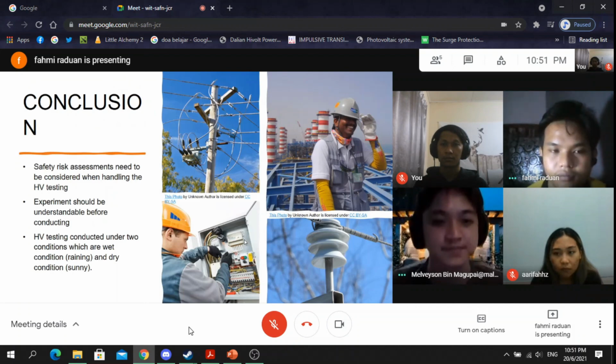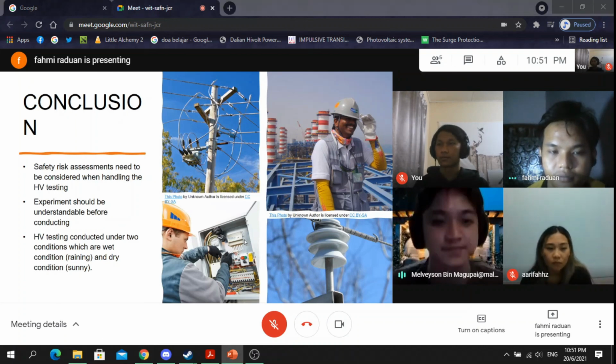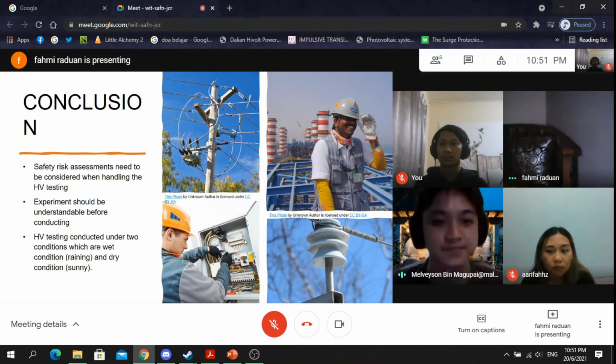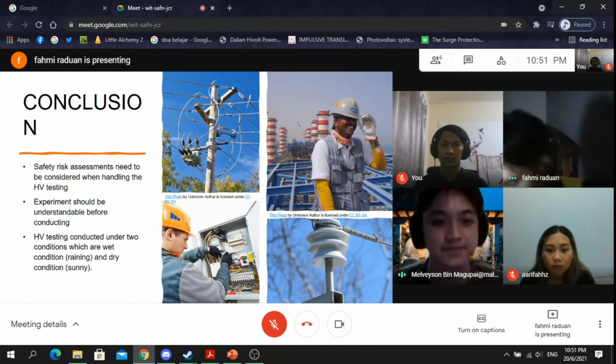In conclusion, the safety risk assessment needs to be considered when handling HV testing. There are many possible risks that might occur during the test, such as physical, electrical, chemical, as well as biological hazards. However, in HV testing, the most possible hazards are physical and electrical hazards. In order to reduce the casualties that happen during HV testing, safety precautions need to be followed.